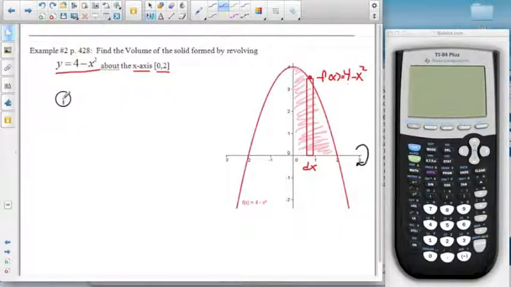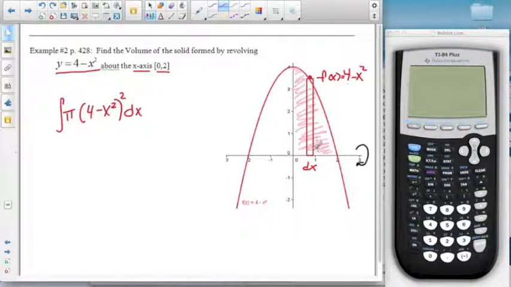So if we set this up then, we have pi times our radius squared. And our radius is our 4 minus x squared, quantity squared. Remember, this is just our function, and we have to square our function. So we end up having x squared squared. We have to end up using FOIL to expand this if we want to integrate that by hand. And then our differential dx.